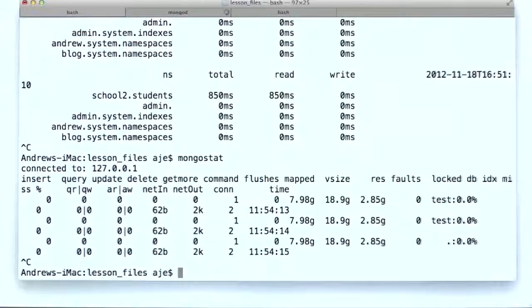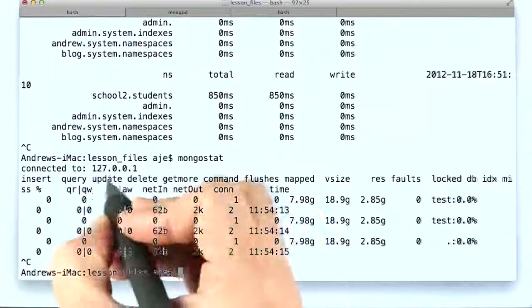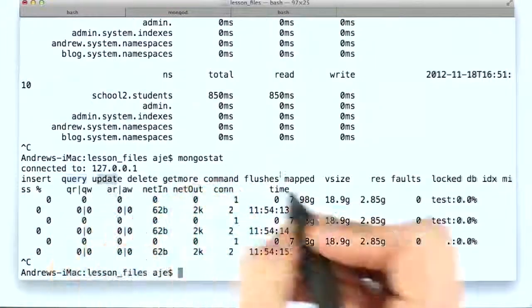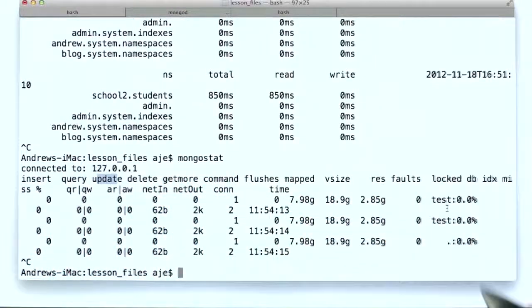But it's showing you a bunch of information about how many queries there are per second, updates per second, and flushes per second. The one that most people find most interesting about this report is this IDX miss percentage. This is actually the miss rate to the index in memory. So it isn't whether or not you're using an index, it's whether or not, when an index is accessed, it hits memory or has to go to disk.